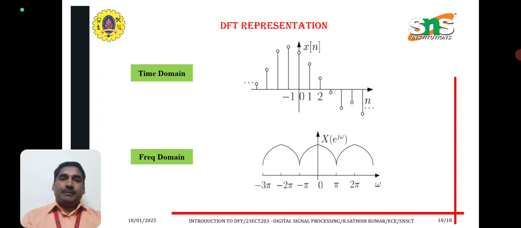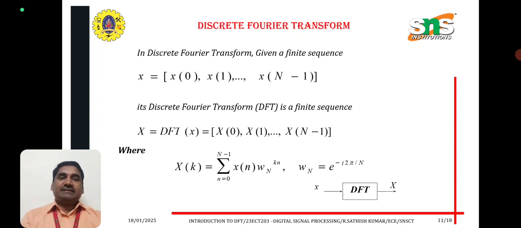Next one, DFT representation from the time domain, with respect to x of n, can be converted in terms of frequency domain to minus pi to pi omega, which is equal to X of e power j omega.